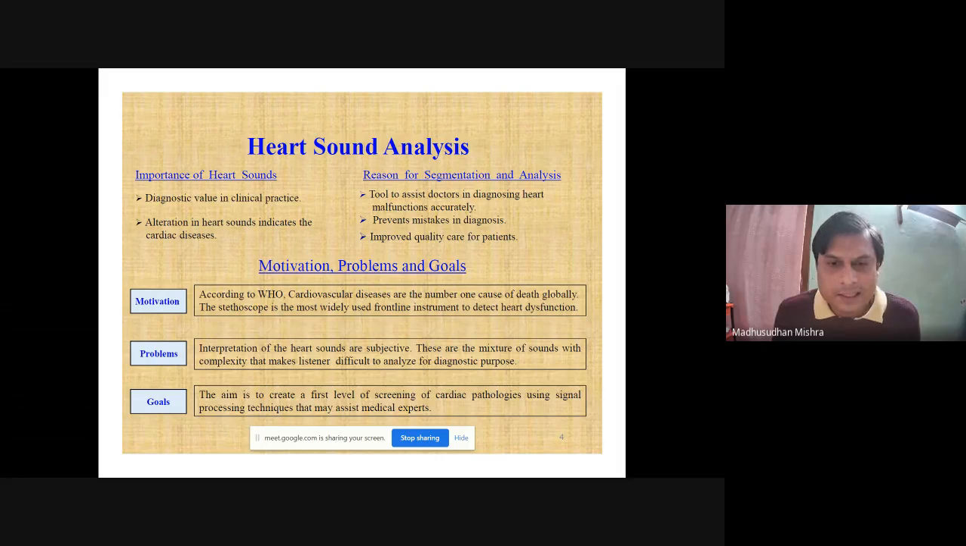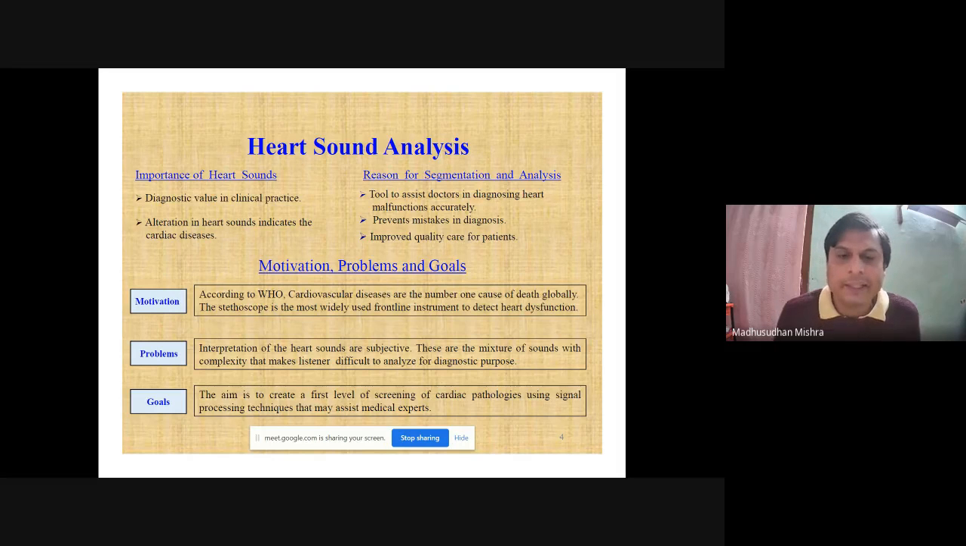The interpretation of heart sounds by the stethoscope or the auscultation process is quite subjective, and these sounds are a mixture of sounds with complexity. Heart sounds are very complex in nature, and because of their low amplitude, low frequency, and non-linearity, it becomes very difficult to exactly detect abnormalities from the normal heart sounds.